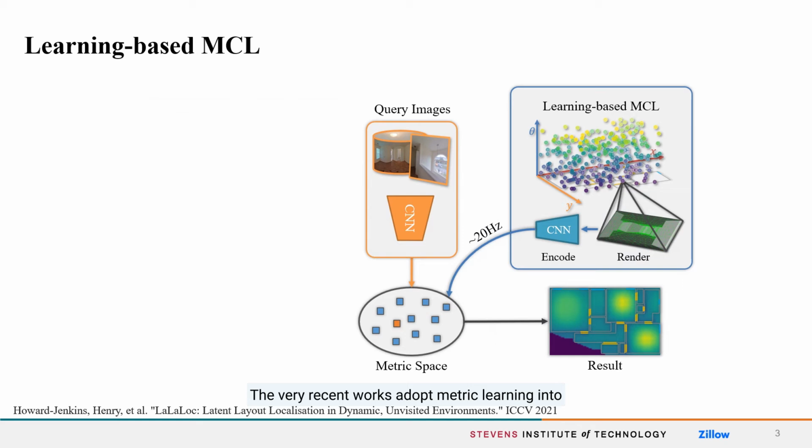The very recent works adopt machine learning into Monte Carlo localization to solve the problem. Their key benefit is the seamless support for color images and the learnable uncertainty modeling. However, their heavy two-stage process for every single sample that requires rendering and encoding limited their sampling rate to only about 20 Hz. This further limited their usage in applications that require real-time tracking.